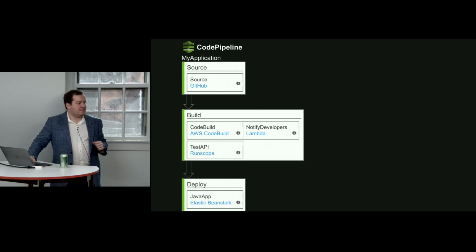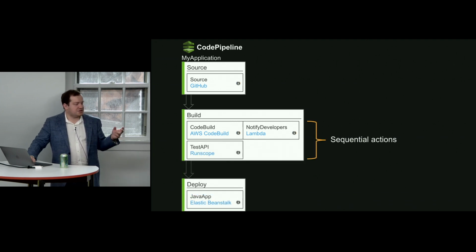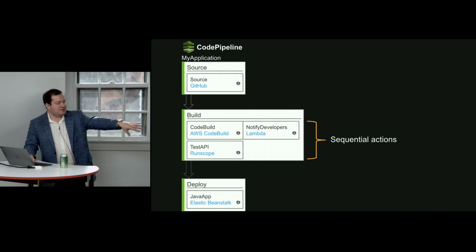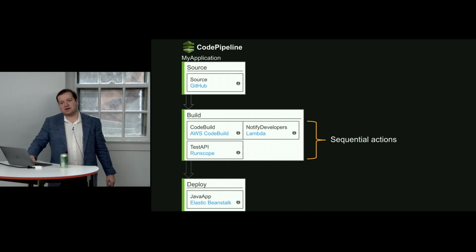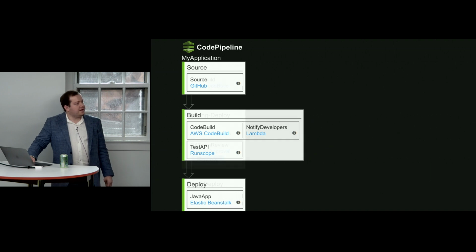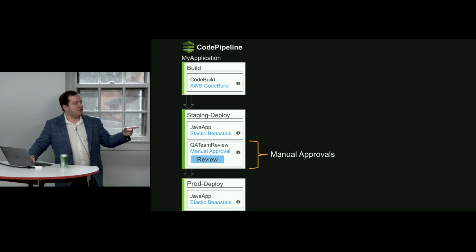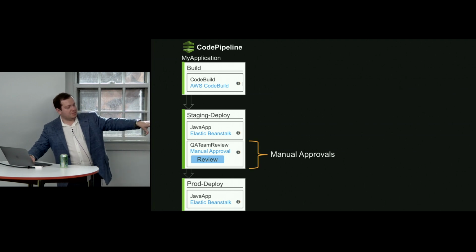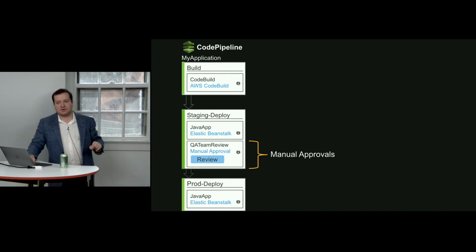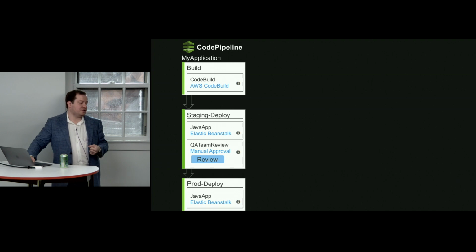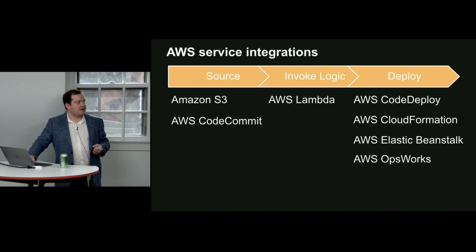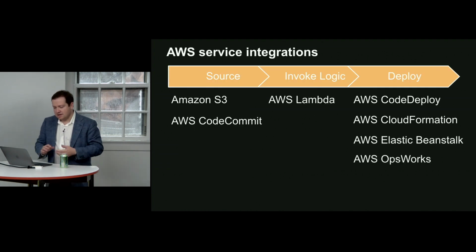You can also have sequential actions. So then now, after all this happens and it succeeds, we're going to do an API test using a third-party service called RunScope. And it has manual reviews. So in this example, we're building our code, then we're deploying it using Elastic Beanstalk to staging, and then somebody has to go in and hit approve, and then it goes on to deploy it to production.